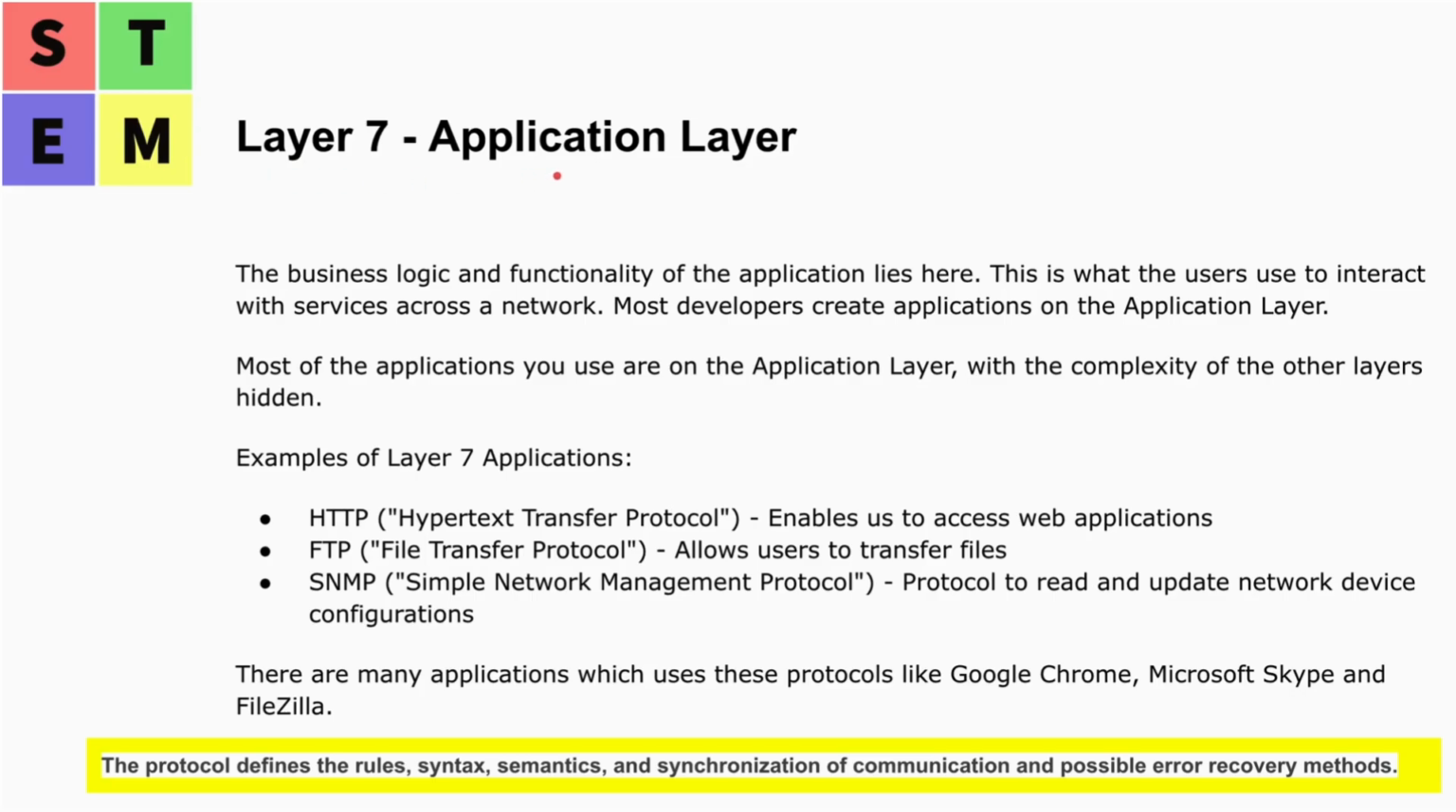So layer 7, application layer. Let's take a look at this application layer first. We are talking about the business logic and functionality of the application here. So mainly the programs, the software we are creating, is on the application layer. Okay. So it says this is what the users use to interact with service across a network, right? So users use the applications to interact with the network.